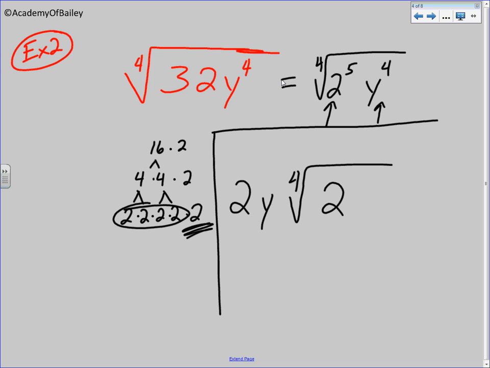Think about it like this. 5 divided by 4 would be 1, 2 to the 1st power. And then there's a remainder of 1, which that one remains inside under the radical. 4 divided by 4 is 1, and that's where a number comes outside, and then the remainder stays inside, but in this case there's no remainder. So your final simplification here should be 2y times the 4th root of 2. There you go.